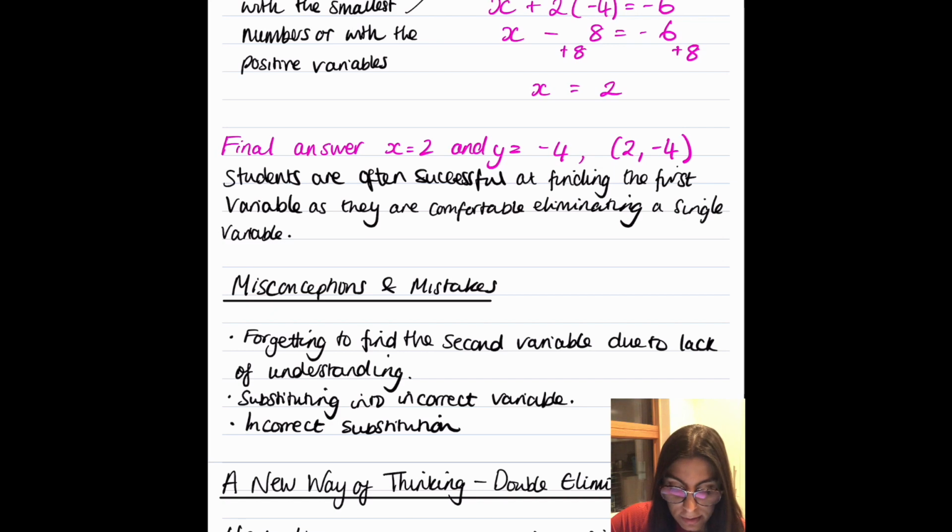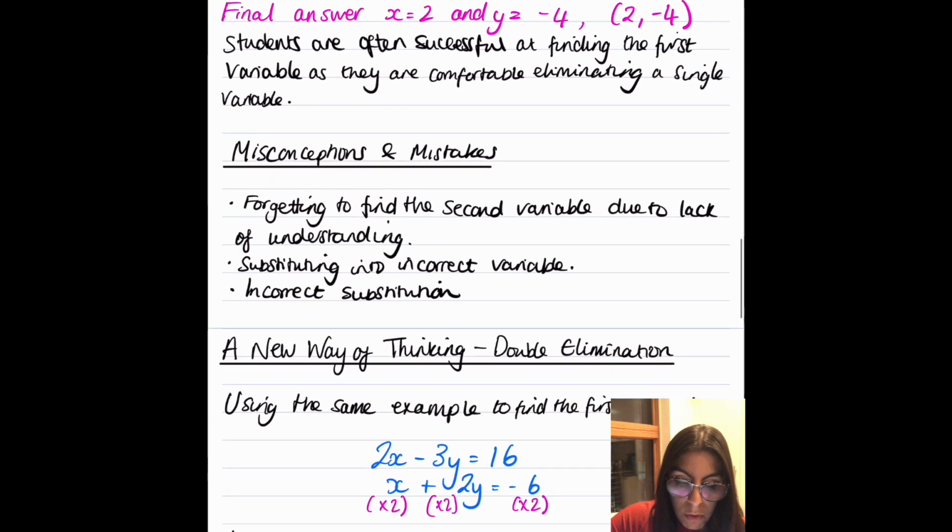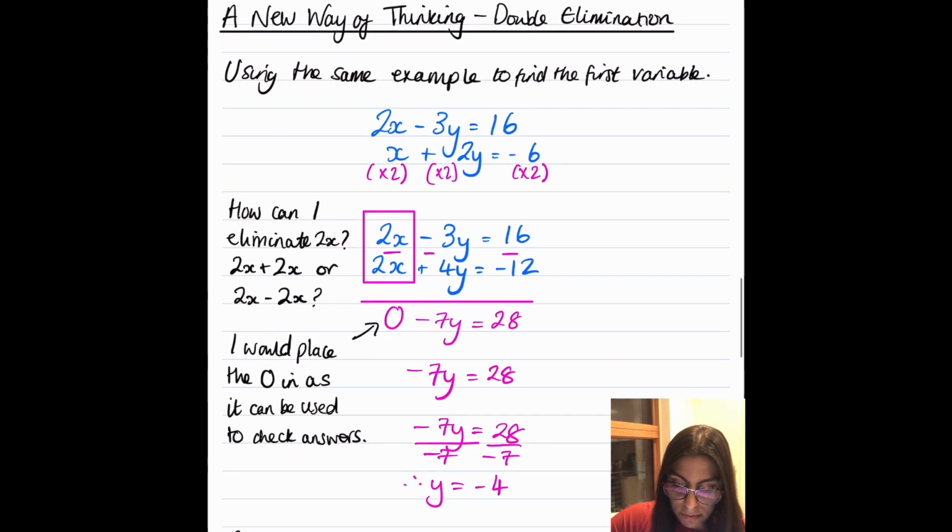So me personally, a new way of thinking, double elimination. So using the same example, all this first variable is all the same. So I'm still going to get y equals negative 4 the same way. However, I'm then going to repeat this process to find the second variable. I'm going to do another set of elimination because students like multiplication. Students are usually good at multiplication and they usually enjoy doing multiplication.